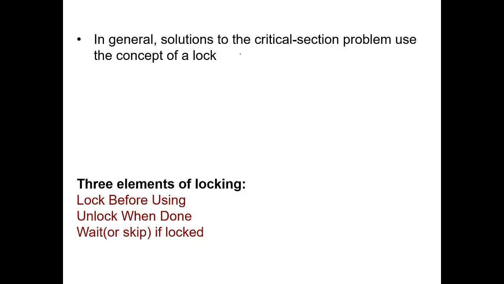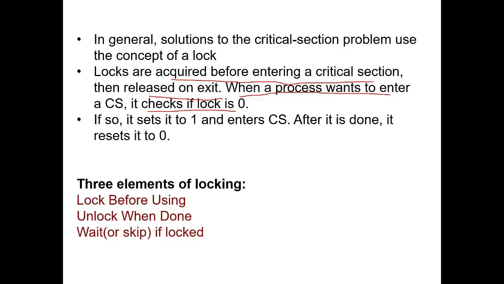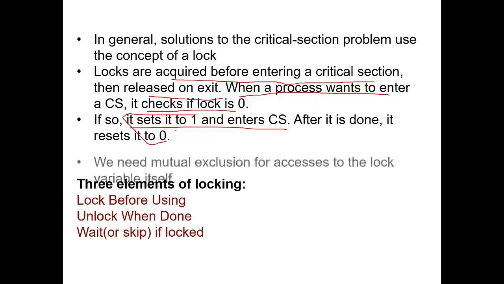So how does this solution work? Locks are acquired before entering a critical section and then released after executing the critical section code. When a process wants to enter the critical section, it checks if the lock is 0. When process P0 wants to enter, it checks whether the lock is 0. If the lock is 0, then there is no other process in the critical section. If so, it sets it to 1 and enters the critical section. Now it locks by making the turn value equal to 1.